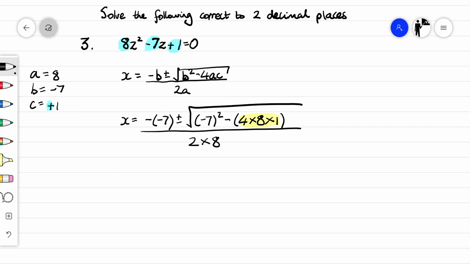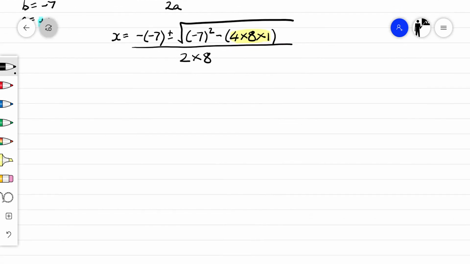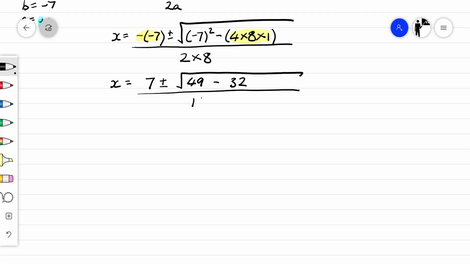Okay, so we're going to simplify this a wee bit further. If we have a look here, we've got negative 7, well, a negative is a positive, so 7, plus or minus the square root of negative 7 squared, that's negative 7 times negative 7, that's 49, and then we're subtracting 32, and that's all over 16. So we've got 7 plus or minus the square root of, 49 take away 32, 17.